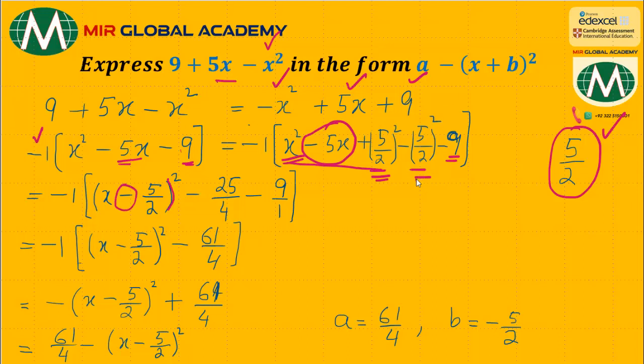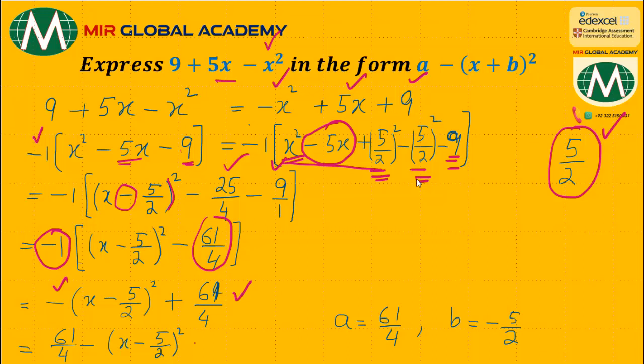Now this is 25 over 4 minus 9, and using the calculator it is 61 over 4. Now what we do here, we will multiply the minus 1 inside the bracket. So the minus 1 will come over here. It is negative this bracket, and negative into negative is positive. It is better to write the positive number first. So we write 61 over 4 first, and this negative term second.